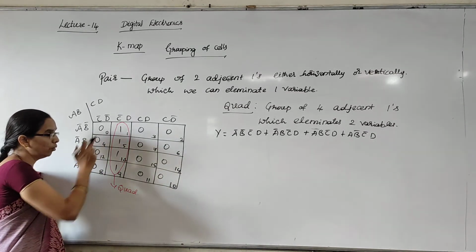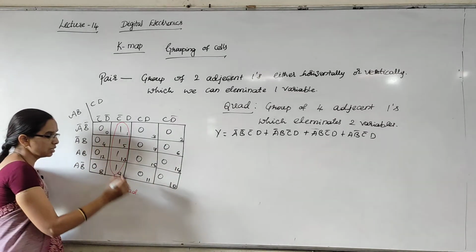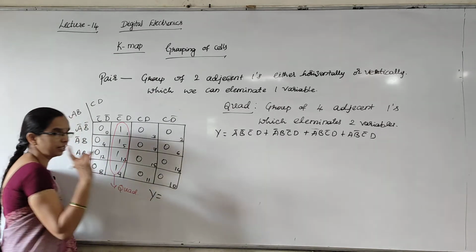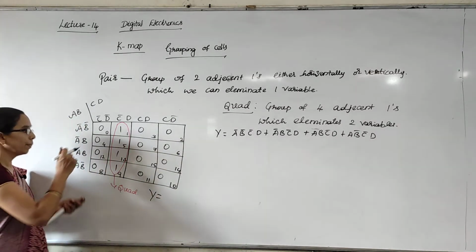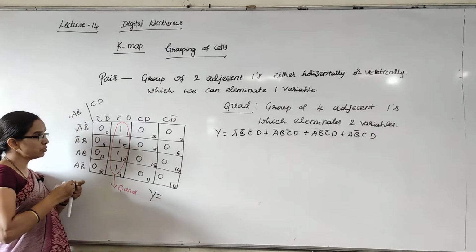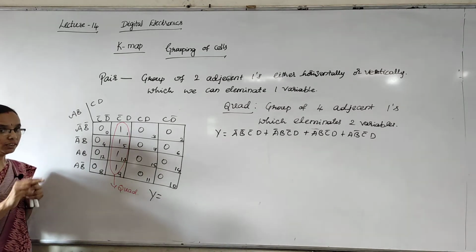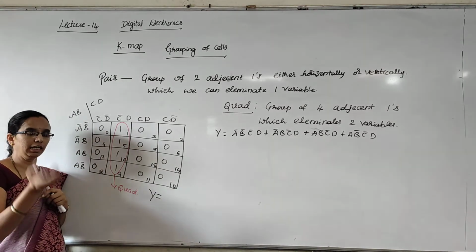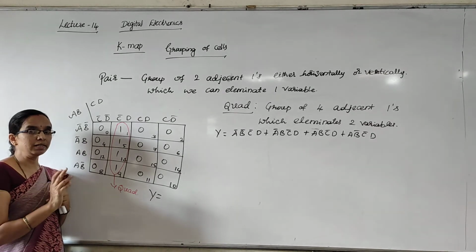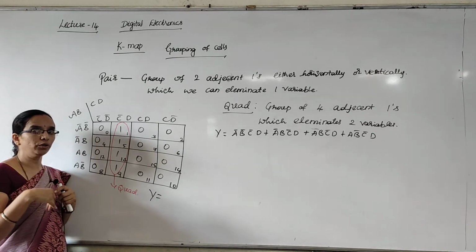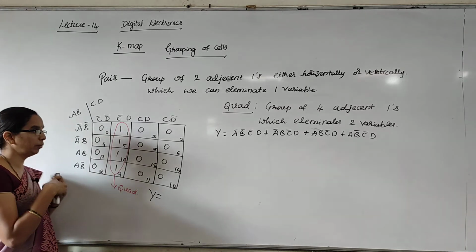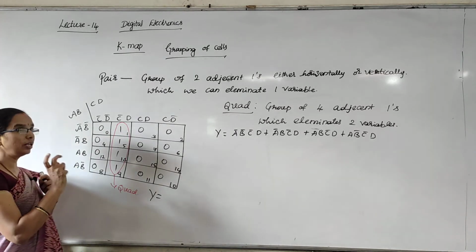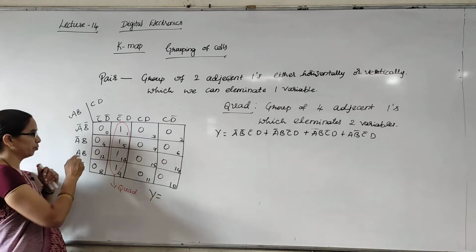Here, how to simplify? The simplified expression can be written in only one line. How? In these 4 ones, we will eliminate the variables which are changing from complement to uncomplement or uncomplement to complement, and only the common variables we will write.